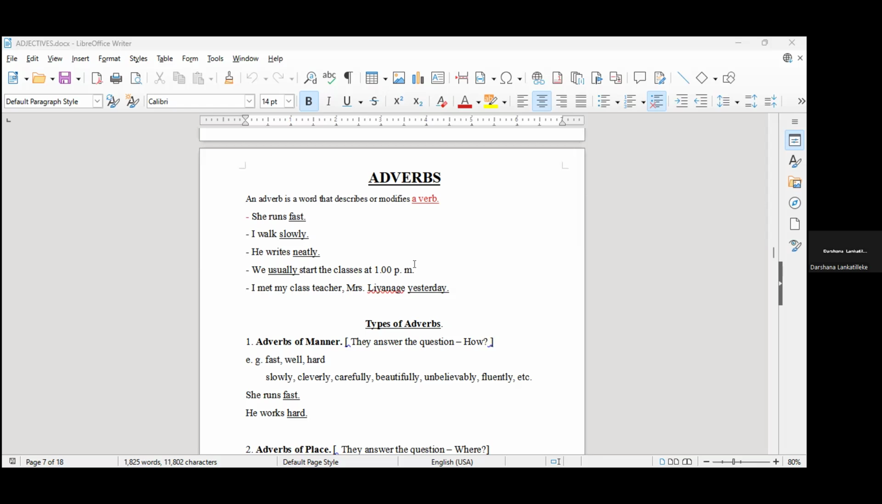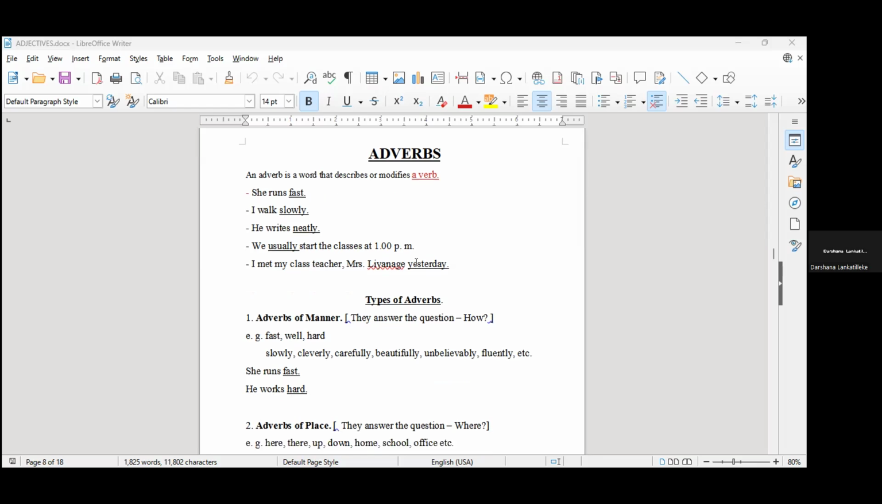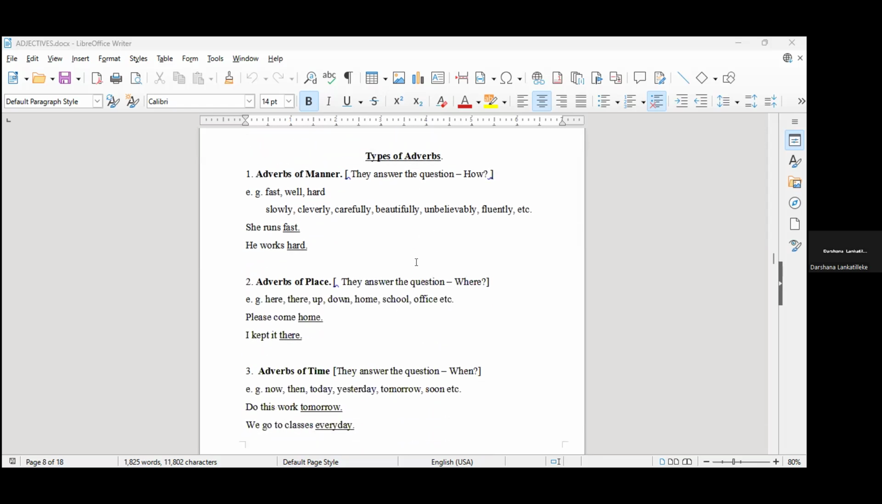Then look at the last example I have given here. I met my class teacher yesterday. Met is the verb here. Then I have underlined the word yesterday. At the end of the sentence, I have written yesterday. So yesterday is the adverb here. They are called time adverbs, right? We'll learn about those separately here.